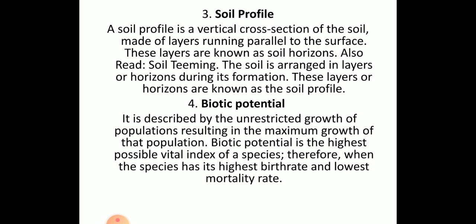Next, biotic potential. It is nothing but the maximum reproductive capacity of an animal. What happens during the highest birth rate and lowest mortality rate. It is described as unrestricted growth of population resulting in maximum growth of the animal or in that population.